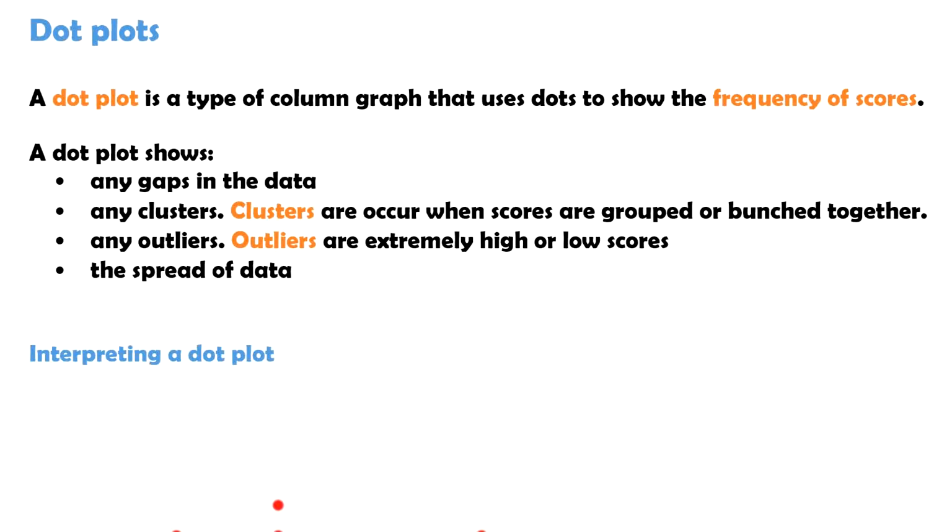In this video we're covering dot plots, and a dot plot is a type of column graph that uses dots to show the frequency of scores. So dot plots are useful in showing any gaps in data that you've collected, any clusters. Now a cluster is where a bunch of scores are grouped or bunched together. Then you have also outliers, and outliers are extremely high or low scores that don't seem to fit in with the rest of the data. Now dot plots also allow us to see the spread of data and make conclusions about that data set.